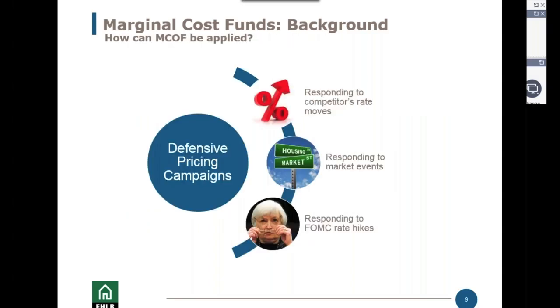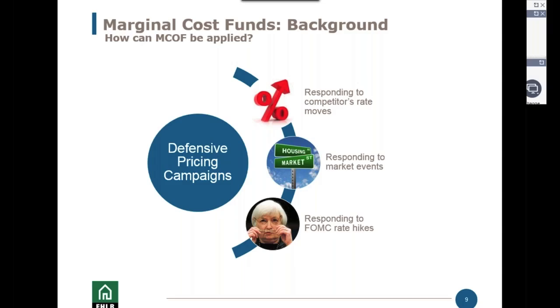Slide 9, please. These are the campaigns that Brett's going to talk with you about in the subsequent slides. Defensive pricing campaigns. This is where you're more reactive as opposed to being proactive. An attack has been launched at your institution. In other words, someone is coming after your customers. Are you going to respond to their competitors' rate moves? Are you going to respond to market events? Or are you going to respond to Chairman Yellen and the committee raising the federal funds rate?